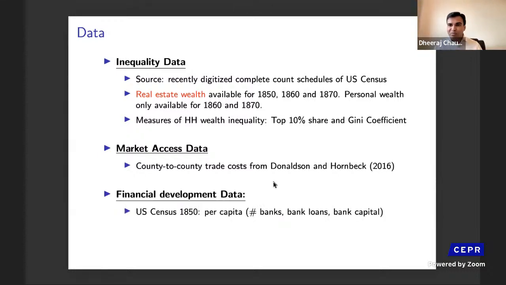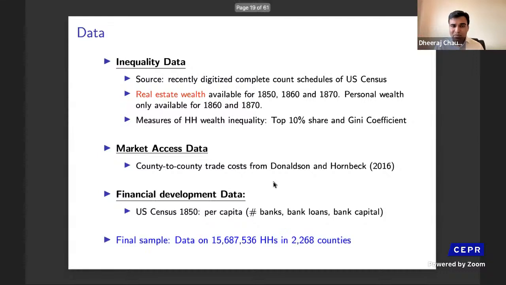For financial development, I rely on state level census data from the United States from 1850. I have 3 indicators: per capita number of banks, per capita bank loans, and per capita bank capital. In total, my final sample has data on around 16 million households in approximately 2,200 counties from 1850 to 1870. For consistency, county borders are kept constant at 1890 levels.